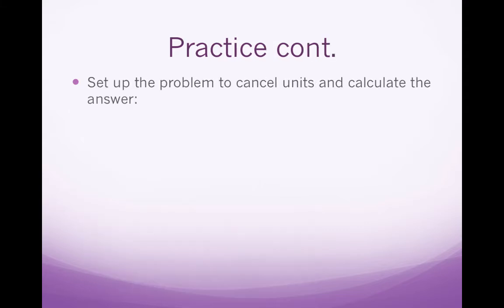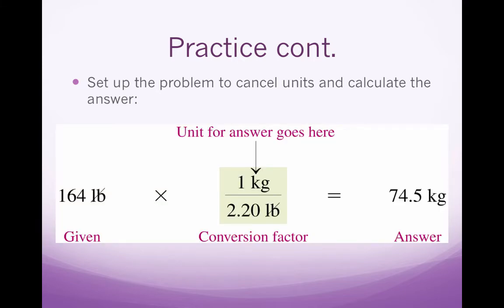So let's set up the problem to cancel units and calculate the answer. So we're given 164 pounds, and then we have our conversion factor of 1 kilogram over 2.20 pounds. We get an answer of 74.5 kilograms. So we always start with the given number, then our conversion factor, and the unit for the answer should be on top, and then we'll get our answer.